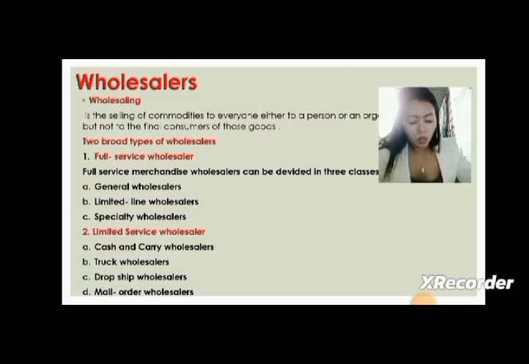Drop ship wholesaler. This wholesaler completes the sale of the product but has it transported from their suppliers directly to their customer without essentially handling the goods. And the last, mail order wholesaler. Mail order wholesalers sell goods to retailers, industrial buyers, and institutional customers using catalogs which they send to them via email.